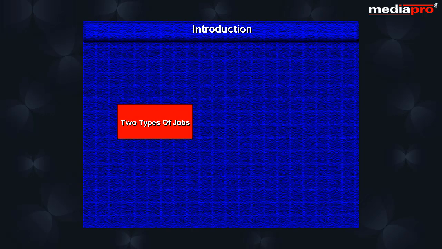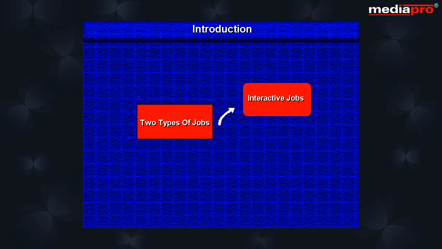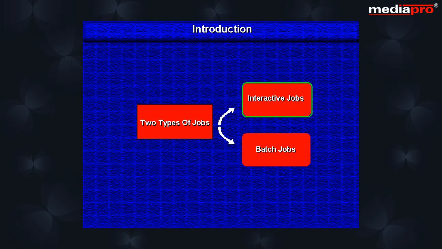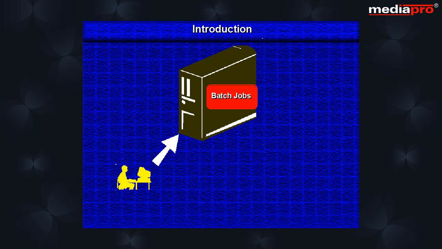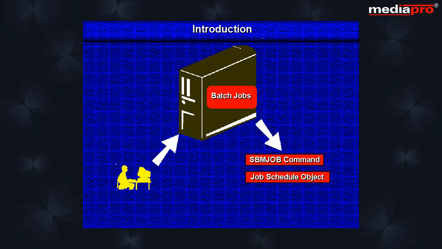There are two types of jobs on the AS400: interactive jobs and batch jobs. An interactive job starts when you sign on to the AS400 and includes all the activities that take place until you sign off. A batch job is one that requires little or no interaction with a signed-on workstation user. It runs in the background and can be activated using the Submit Job command. It can also be activated from a job schedule object or as a subsystem auto start job.